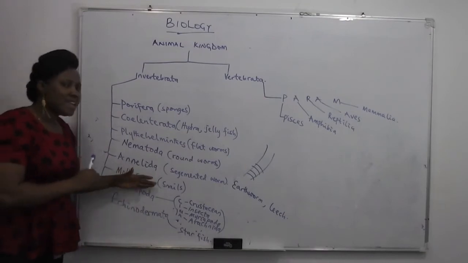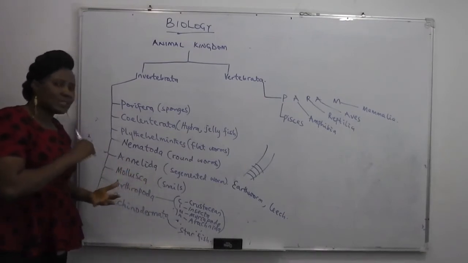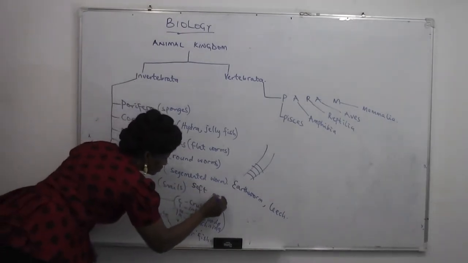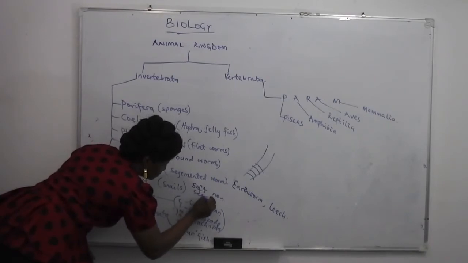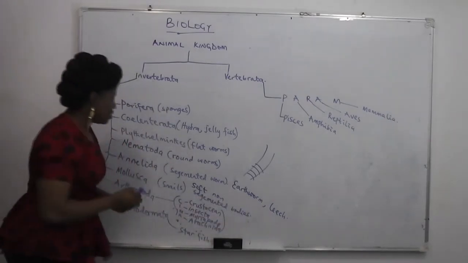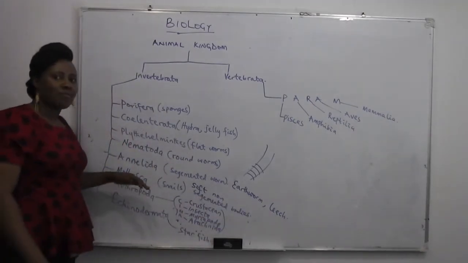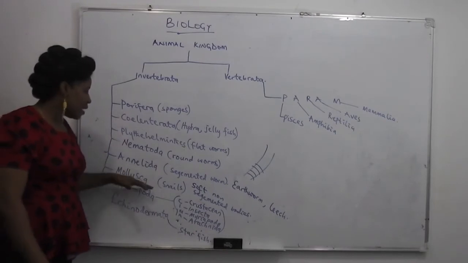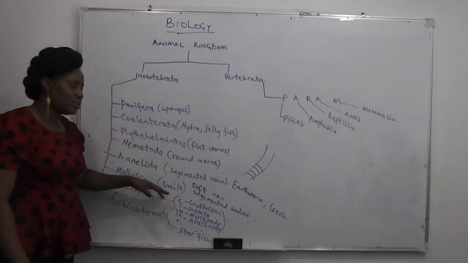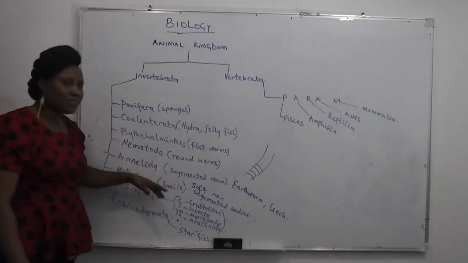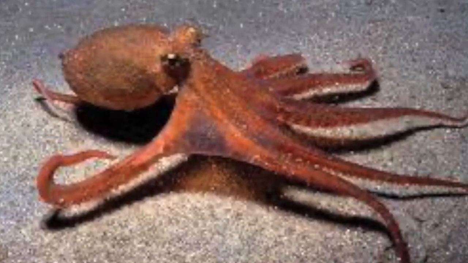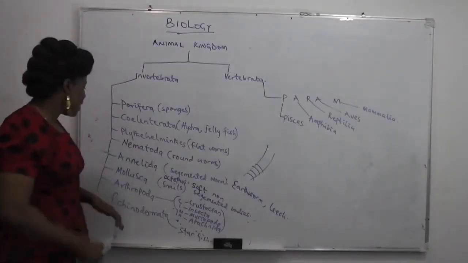Then after this we have the Mollusca. These are known by the what? Soft, non-segmented body. Some mollusks have a shell, while some do not have a shell. Now, an example of Mollusca can be what? The snails. This is an example of a mollusk that has a shell. But an example of a mollusk that does not have a shell is an octopus. It's also a mollusk.